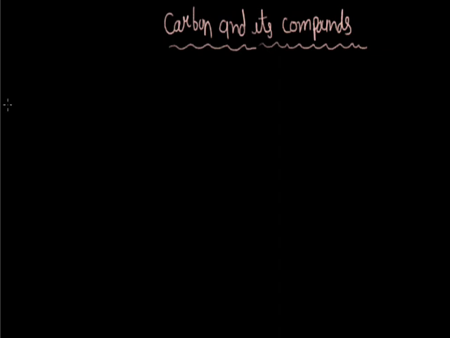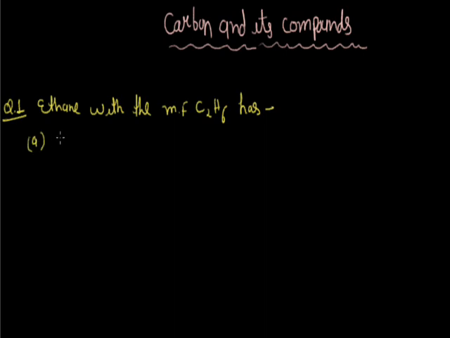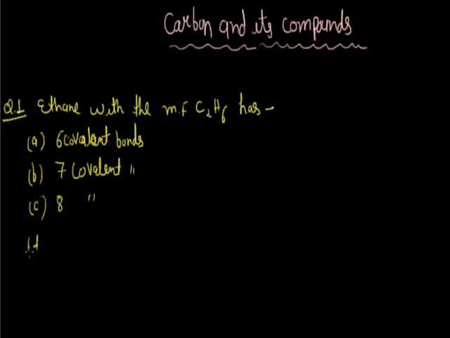Now the first question is: ethane with the molecular formula C2H6 has which of the following? Option A is 6 covalent bonds, option B is 7 covalent bonds, option C is 8 covalent bonds and option D is 9 covalent bonds. Now we are discussing what the correct answer is.